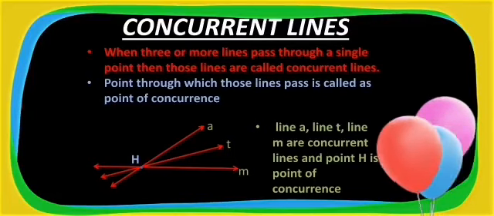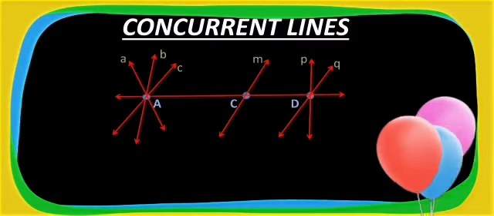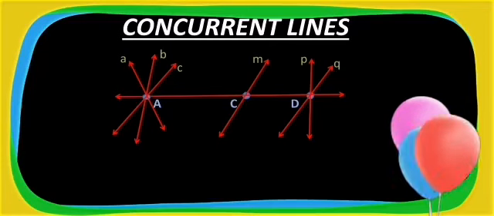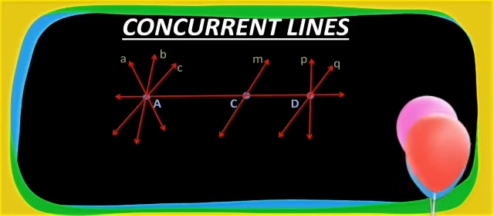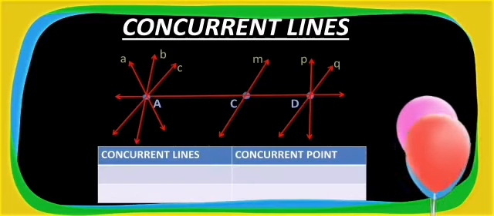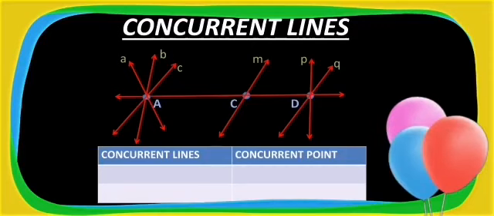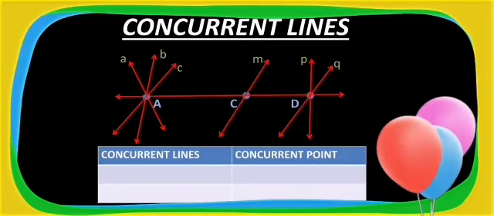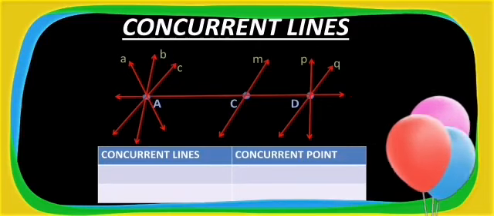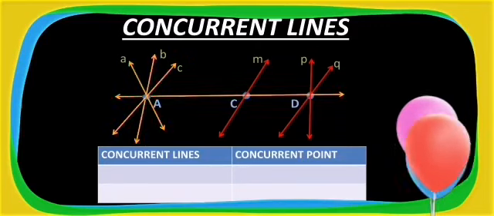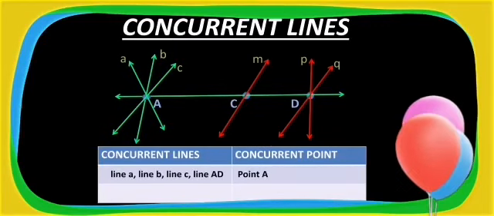Now as we are familiar with the concept, let's try an activity. Presently you are looking at the diagram which is already in the textbook exercise. In this diagram we have to figure out which are the concurrent lines. We have to make groups of concurrent lines and the concurrent point also. Are you able to observe three to four lines passing through a single point? Of course, these lines are passing through the same point A. So line A, line B, line C and line AD.